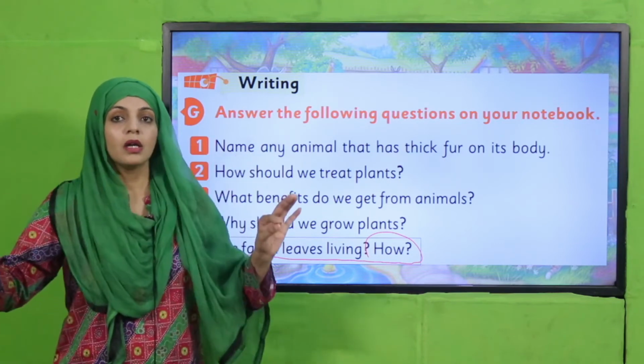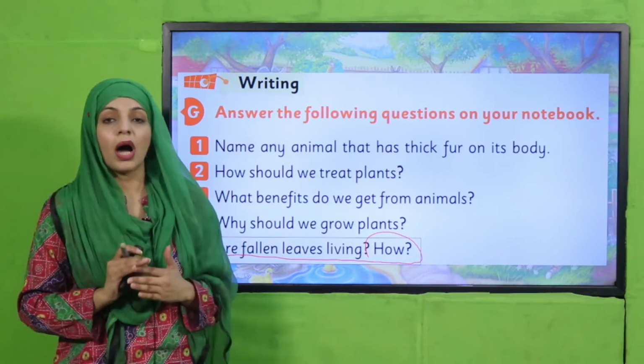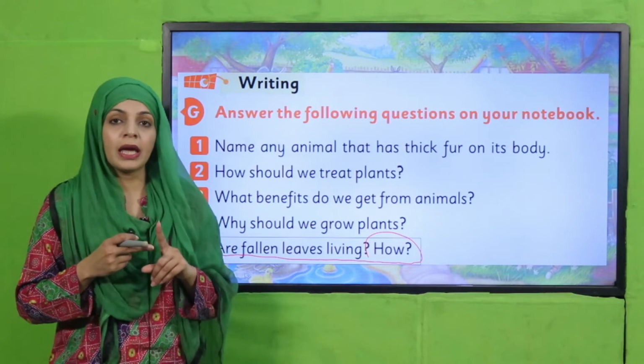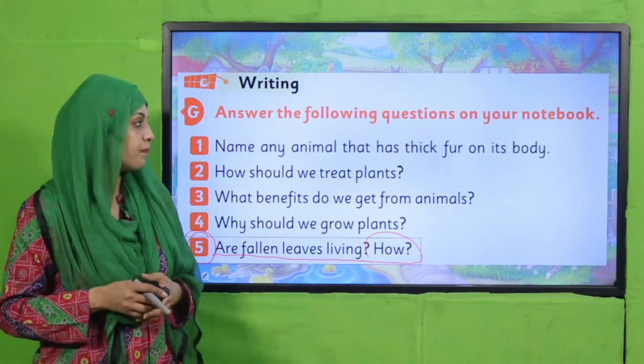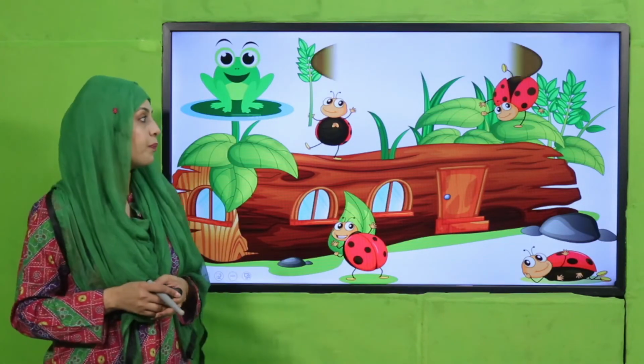Once they are not with the plant, वो plant के साथ attach नहीं है, वो गिर गए हैं तो अब वो living नहीं है क्योंकि ना अब उनको food चाहिए, ना उनको water चाहिए, ना ही वो move कर सकते हैं. So now the fallen leaves are non-living. So this is how you will complete it in your science notebook.